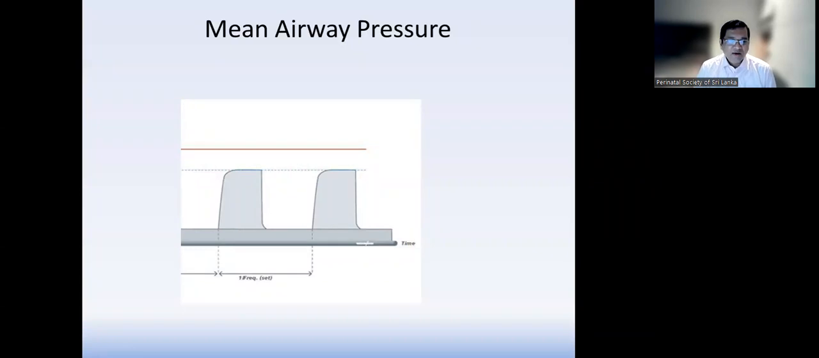So mean pressure means the average pressure within the alveoli during one breath, right? So that average pressure is proportionate to the oxygenation. If you can increase the average pressure during one mechanical cycle, that will increase the oxygenation. So simple as that. But what is important is how to increase the mean airway pressure. Now, it is not that simple.